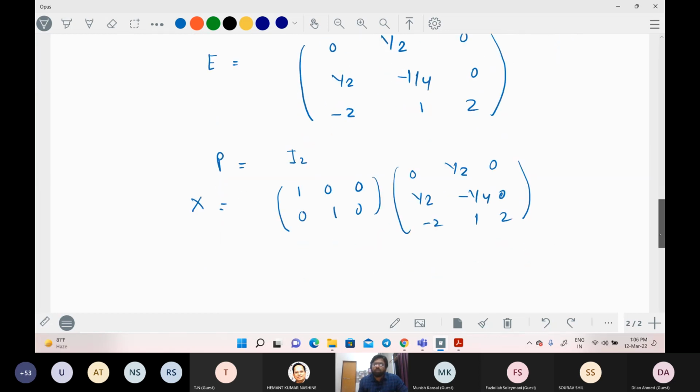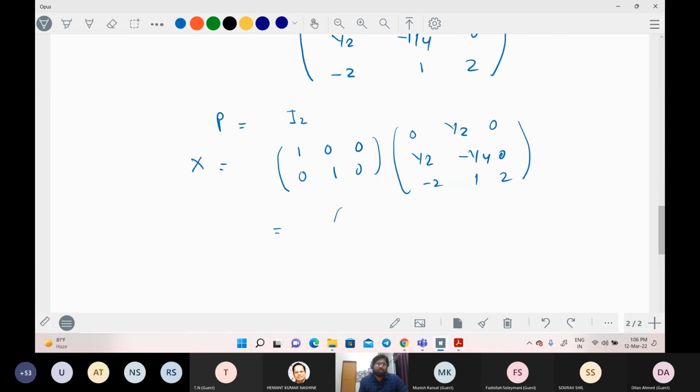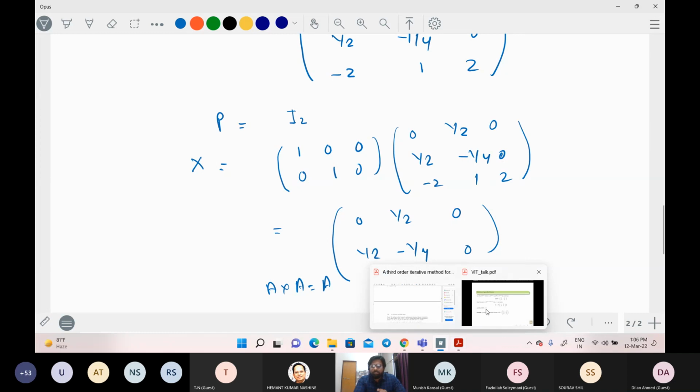Okay, and if you multiply this, it will come out to be 0, 1 by 2, 0, and 1 by 2, minus 1 by 4, and 0. And you can check that AXA will come out to be A. Okay, so let me come to the slides.